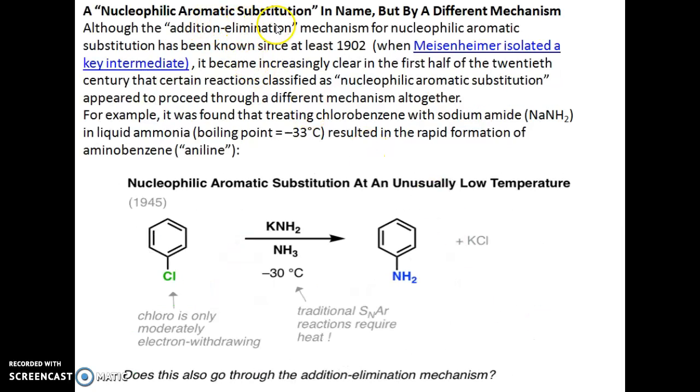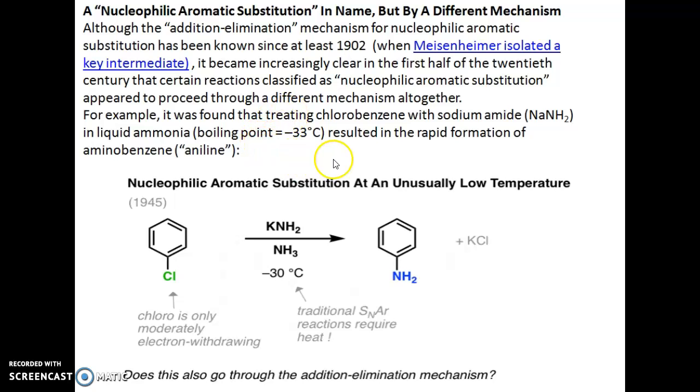In nucleophilic aromatic substitution, there are different mechanisms. The addition elimination mechanism for nucleophilic aromatic substitution has been known since 1902, when Meisenheimer isolated a key intermediate. Increasingly, in the first half of the 20th century, certain reactions classified as nucleophilic aromatic substitutions appeared to proceed through a different mechanism altogether.